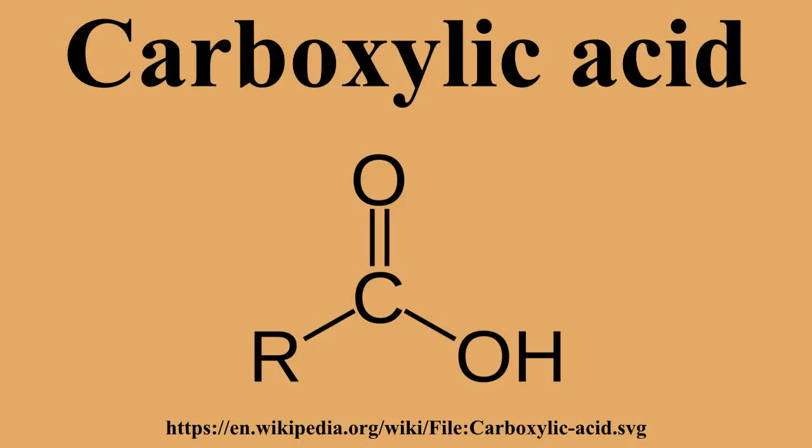Carboxylic acids occur widely and include the amino acids and acetic acid. Salts and esters of carboxylic acids are called carboxylates. When a carboxyl group is deprotonated, its conjugate base forms a carboxylate anion.